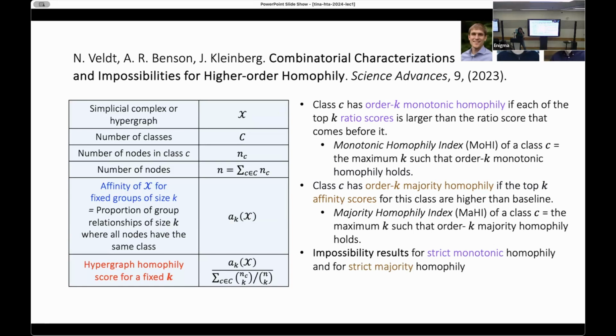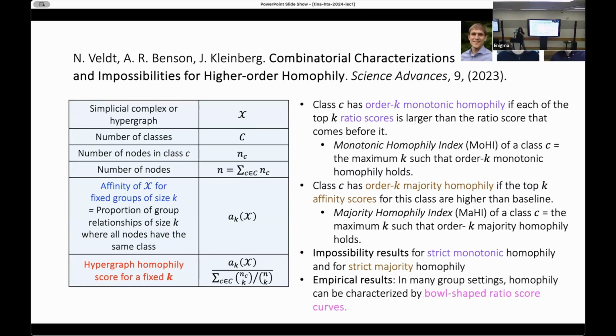And then the monotonicity is about the ratio. But what they showed in terms of the empirical results was that in many of the group settings that they have, you're going to see this kind of bowl-shaped ratio score.